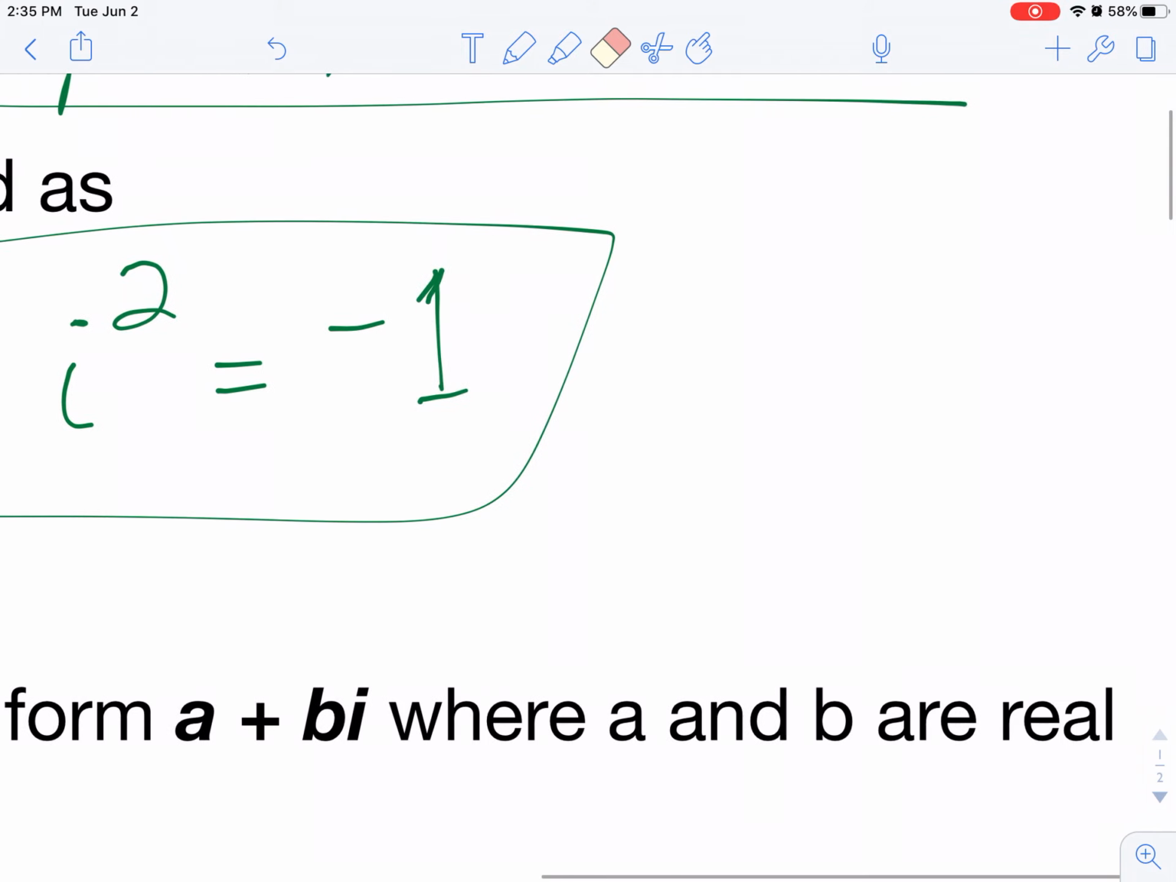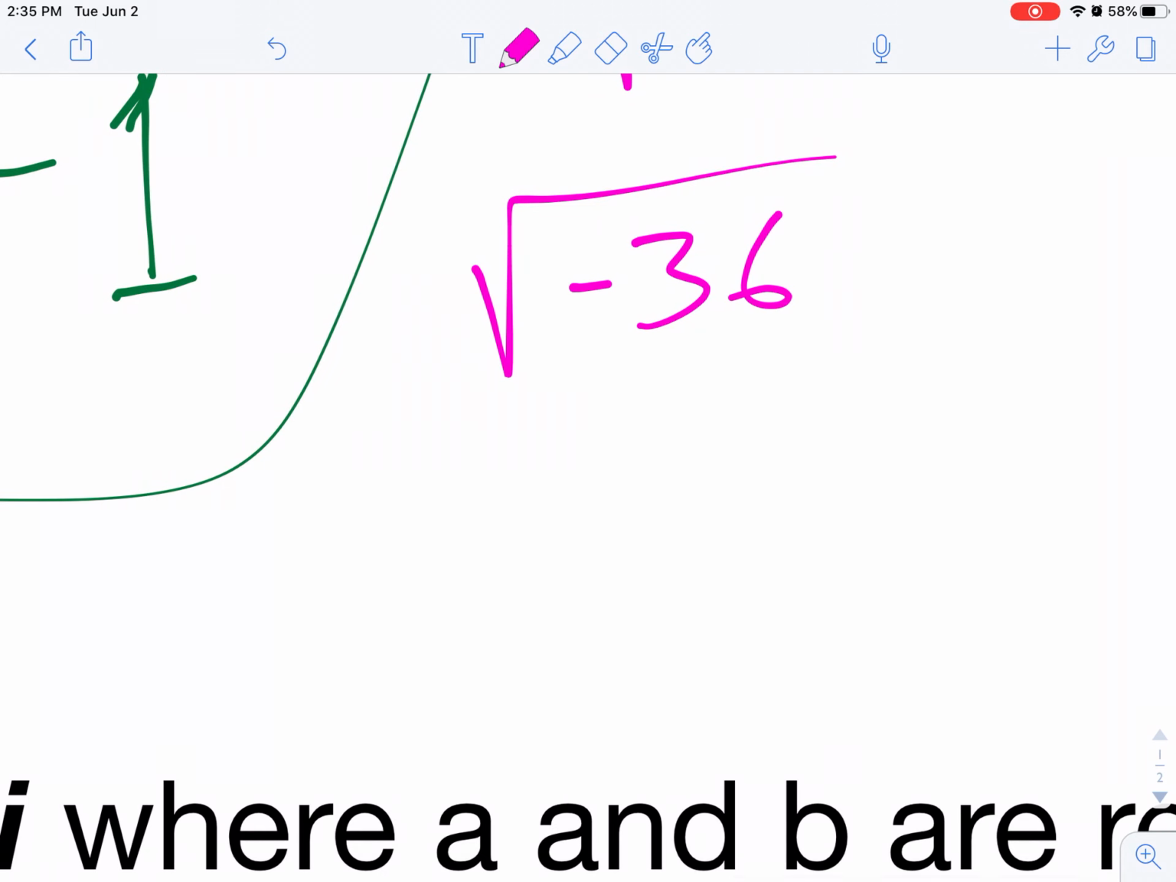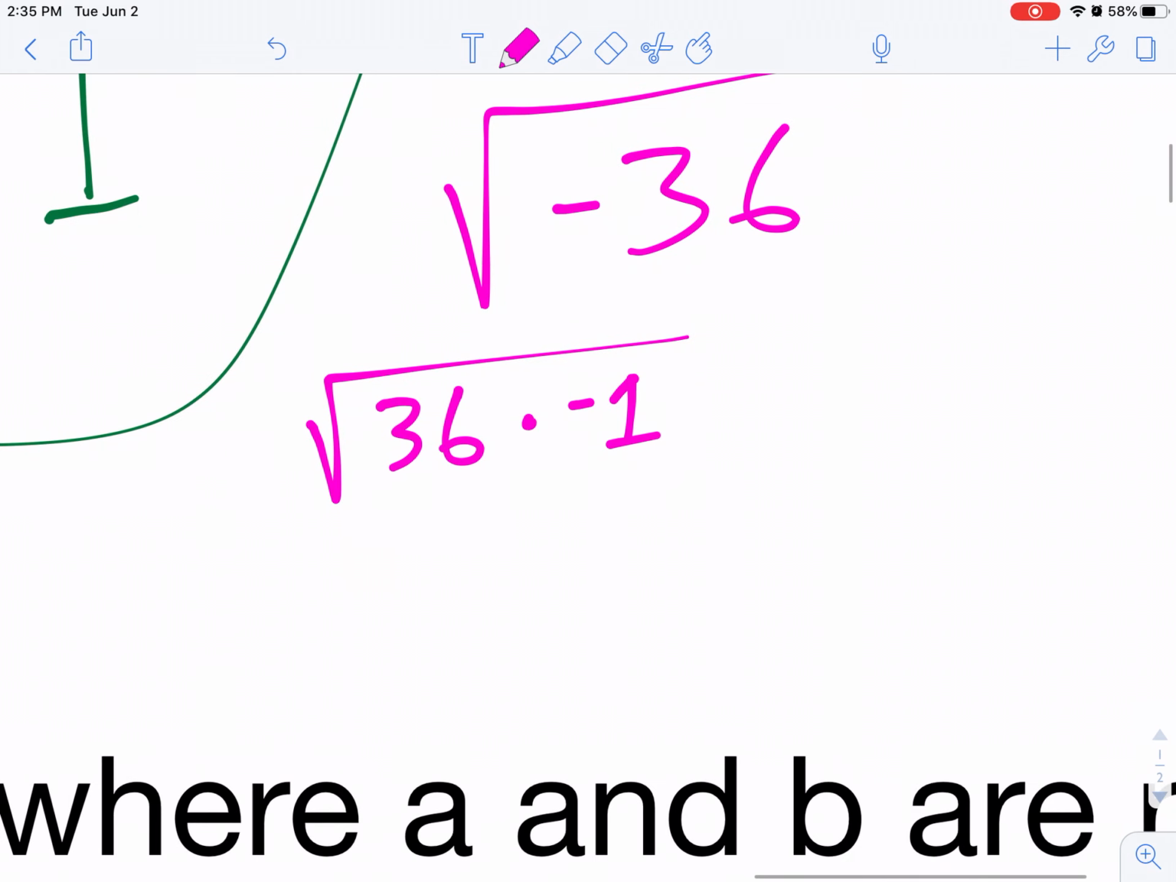What this is used for is that it allows you to take the square roots of negative numbers. Previously, you may have thought, well, I could take the square root of 36, and you'd say plus or minus 6. But now you can take the square root of, let's say, -36. My very short example here would be that we could break that down into the square root of 36 times -1. Most of you would accept that, I think.